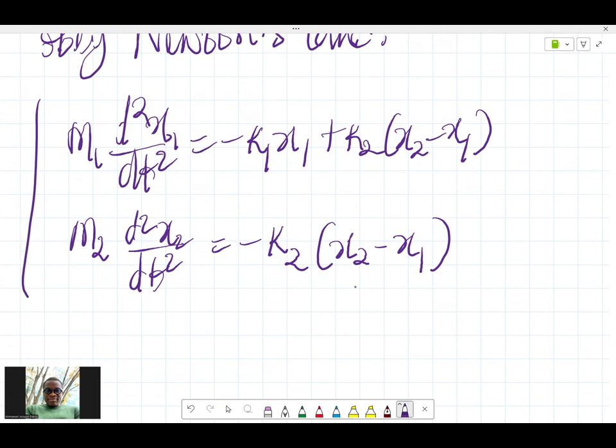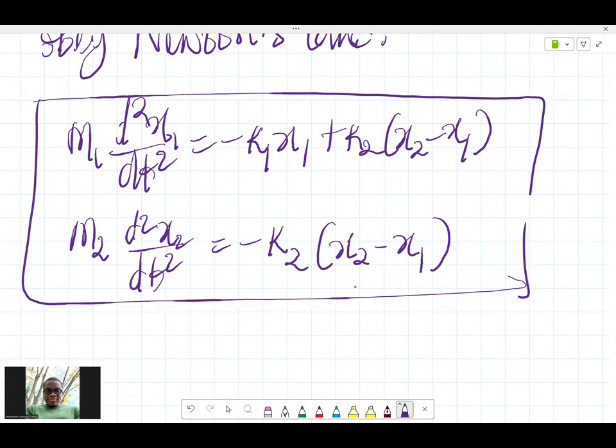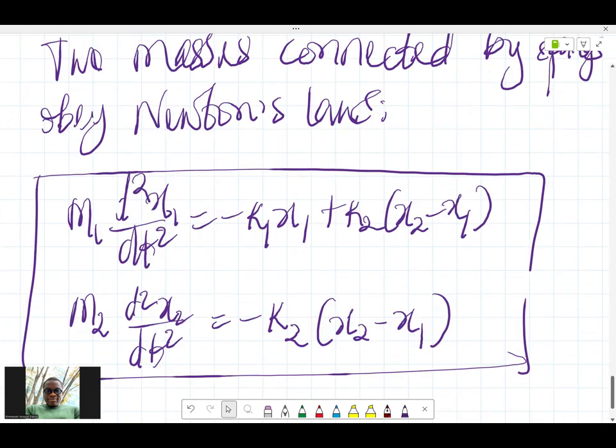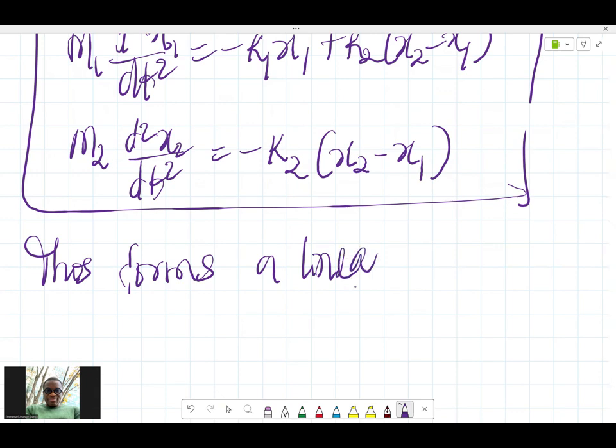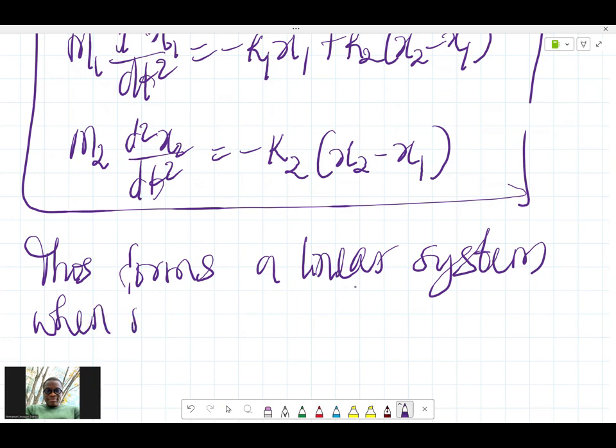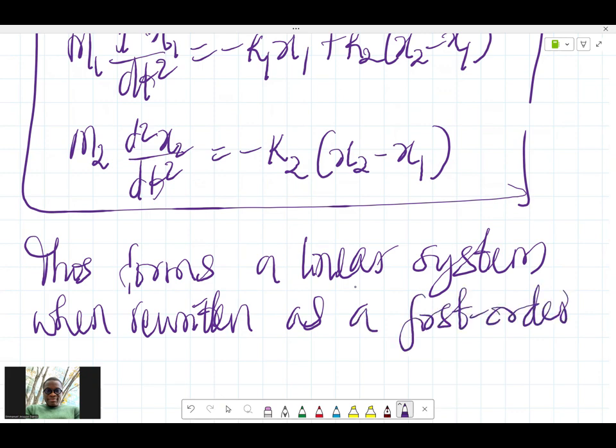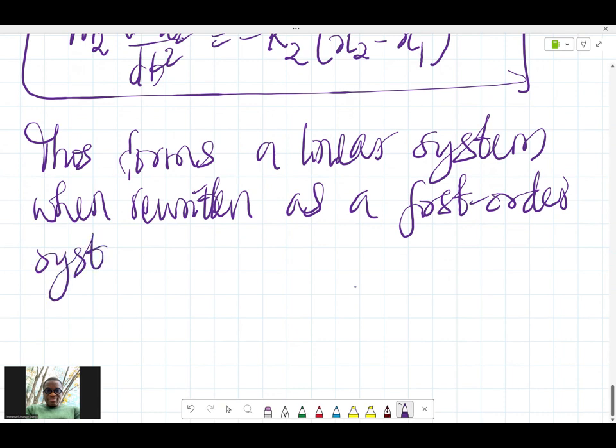So these two together now give us a system of differential equations. This is actually a system of second order differential equations. That is what the masses connected by springs, which obey Newton's law, give us. So this forms a linear system when rewritten as a first order system.